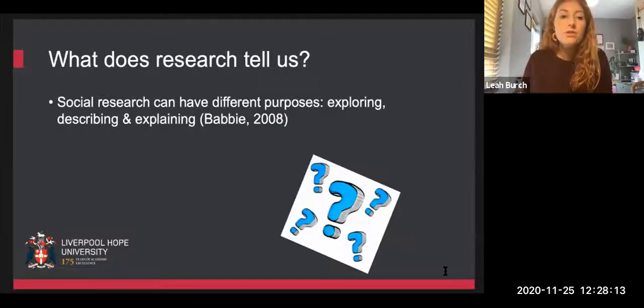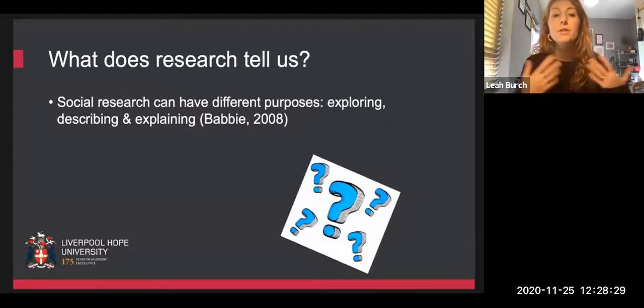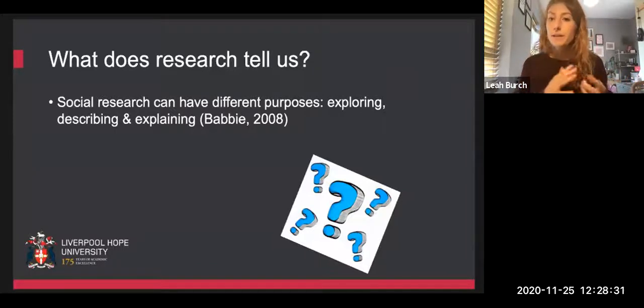So what does social research tell us then? There are different kinds of questions that we can ask when we're doing social research, and because of those different questions, social research has a number of different purposes. Babbie, 2008, says that some of these purposes of research might be exploring, so exploratory research.